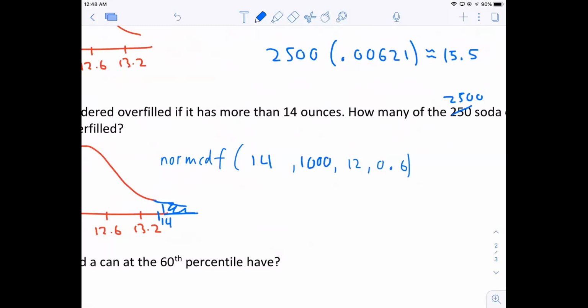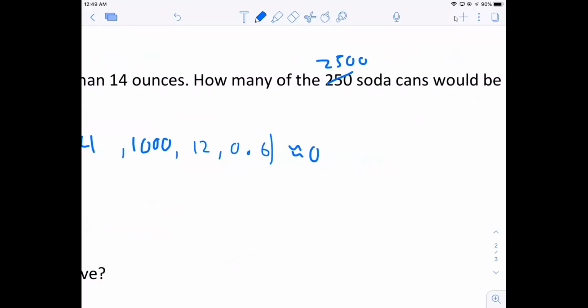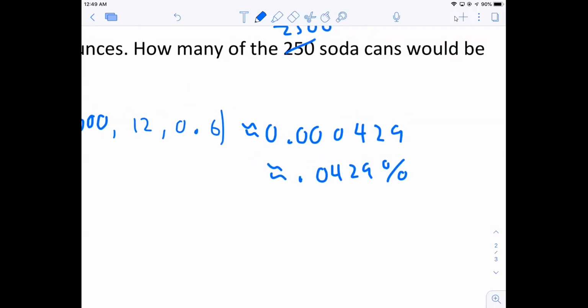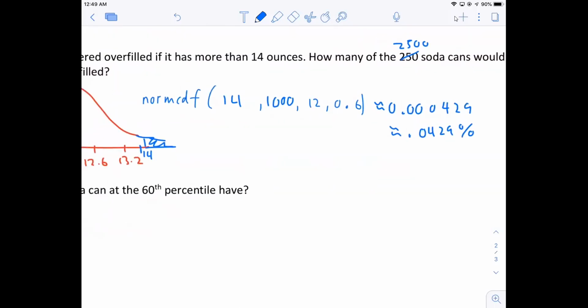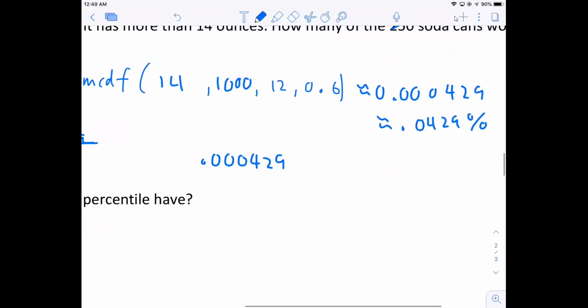And give me a sec, let's see what this is. I'm getting around 0.000429. So as a percentage, that is approximately 0.0429%. All right, that's less than 0.1%. That's less than 1/10 of a percent. So it's a really, really minuscule amount, which should be good. You don't want any cans to be overfilled. That's kind of dangerous.